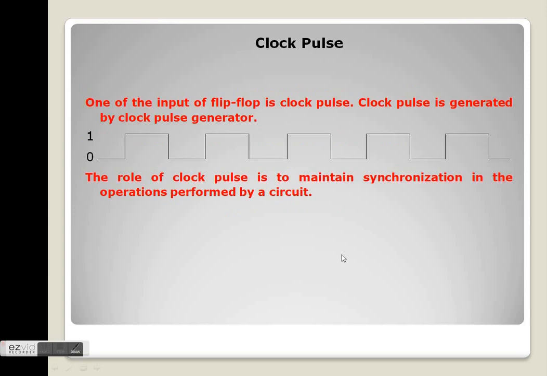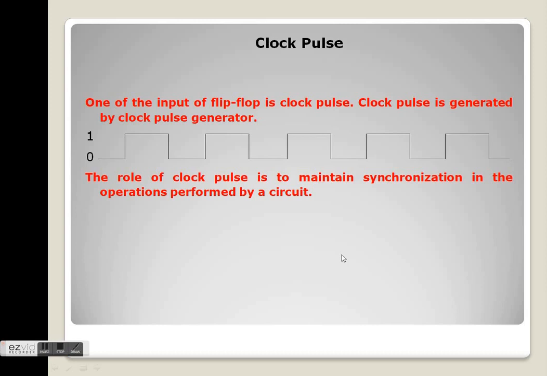Students, before starting our discussion on the various types of flip-flops, let's first understand what is a clock pulse. Students, one of the input of all the flip-flops is clock pulse. Clock pulse is a signal which is generated by clock pulse generator. Clock pulse has only two states, low and high. Low is represented by 0 and high is represented by 1. The diagram of the clock pulse is visible on your screen.